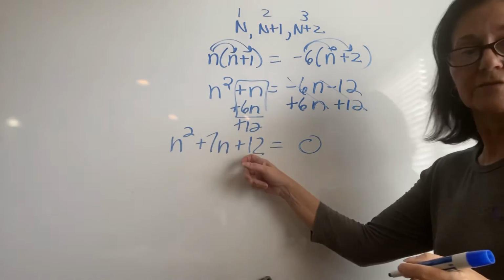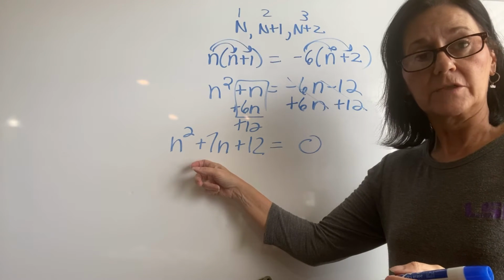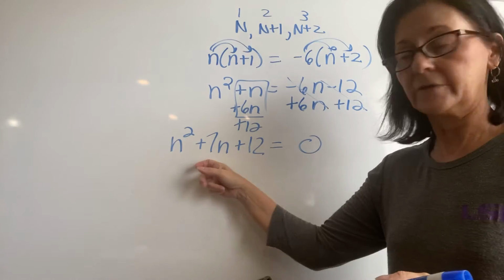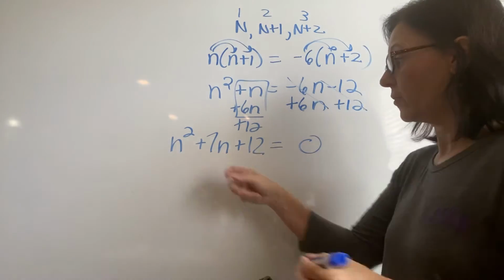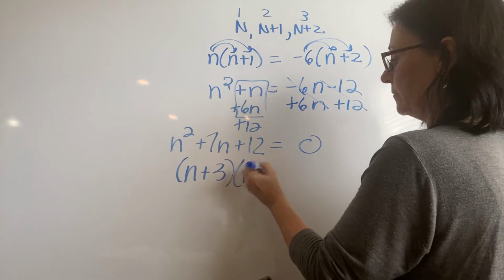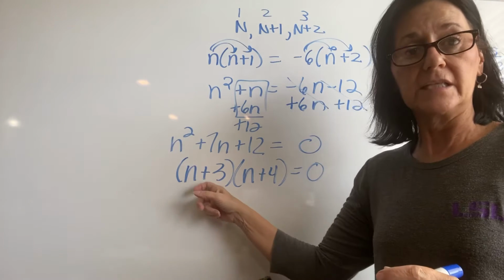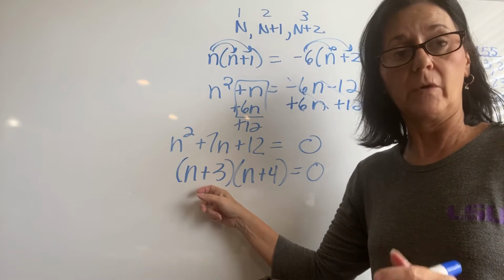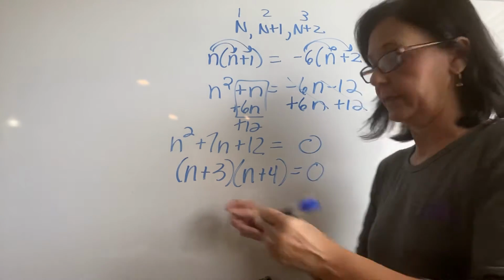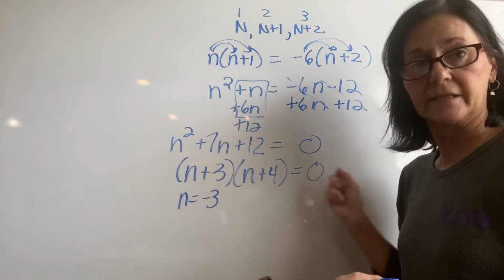So I'm looking for factors of 12 such that I add them and they equal 7. And that's 3 and 4. 3 times 4 is 12. 3 plus 4 is 7. So it's n plus 3 times n plus 4 equals 0. And then we ask ourselves, what makes this binomial equal to 0? Well, n would equal negative 3 to make this 0. And 0 times anything is 0.